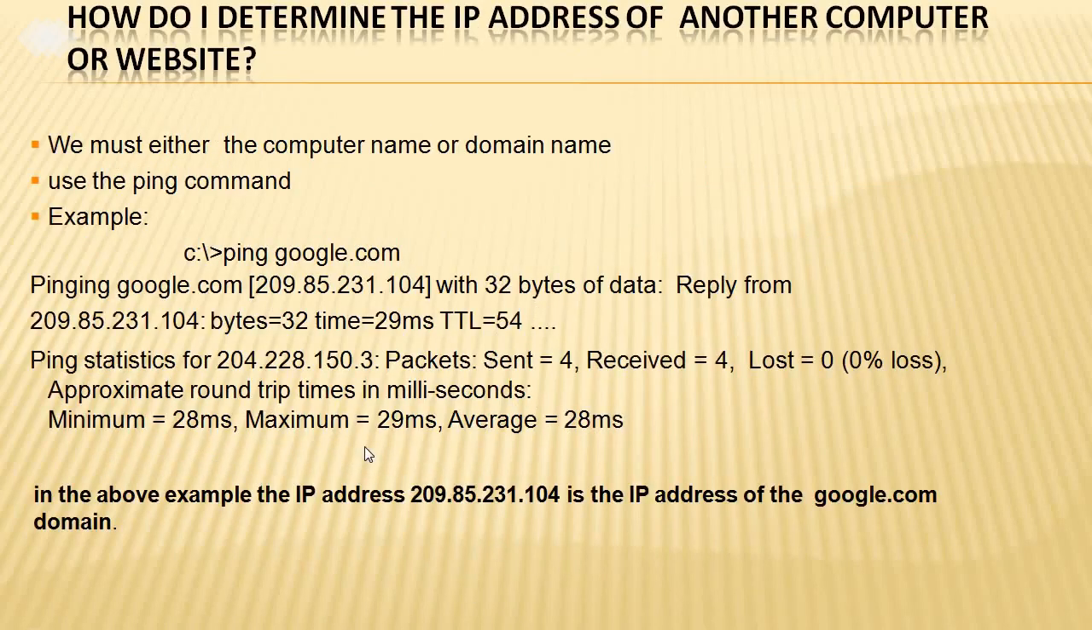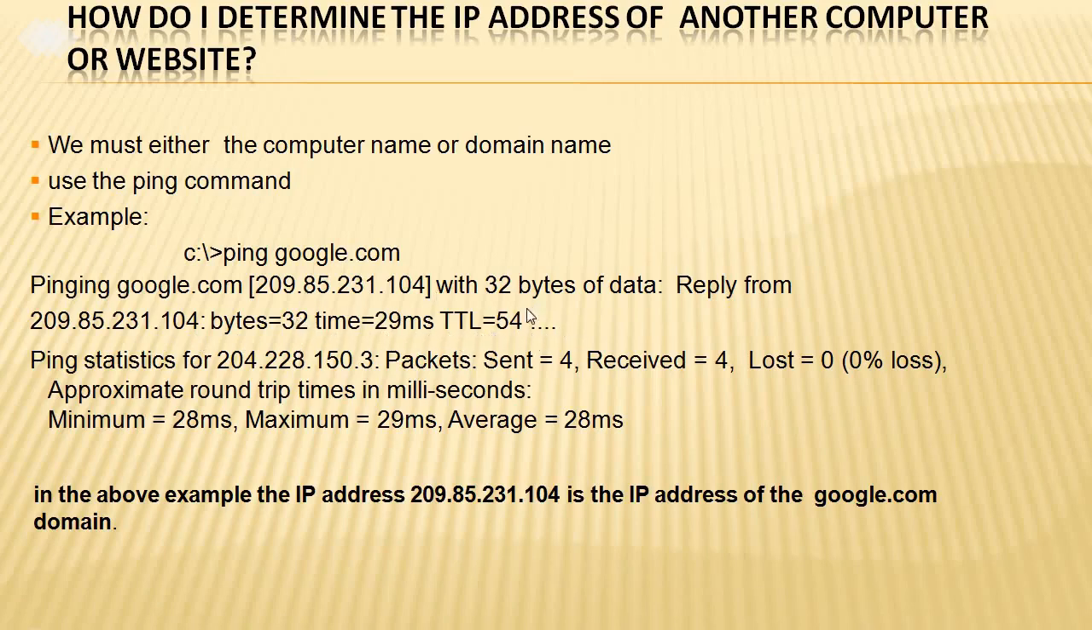Now, how do I determine the IP address of another computer or website? Means how will you find the IP address of another computer or a website. It must be either the computer name or a domain name, with the help of the ping command. So how will you use the ping command? At the prompt, type ping google.com. When you enter ping google.com, the IP address will be shown, with a reply of 32 bytes of data from this IP address, with a time of 29 ms.